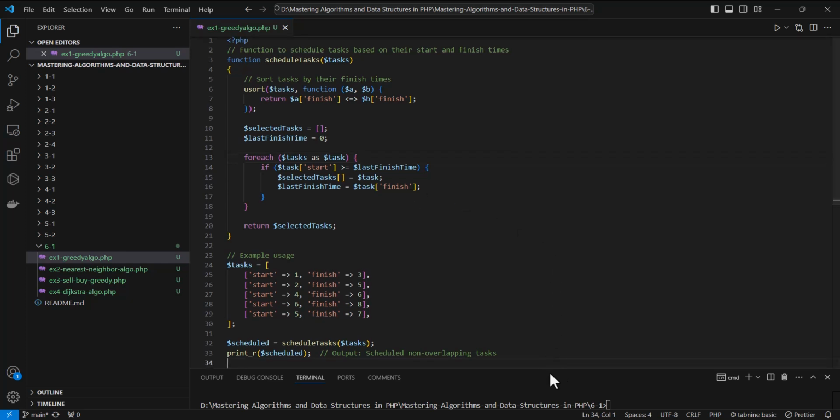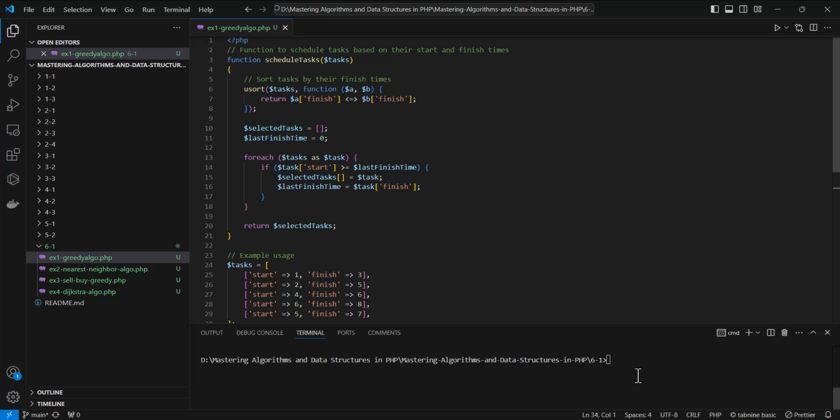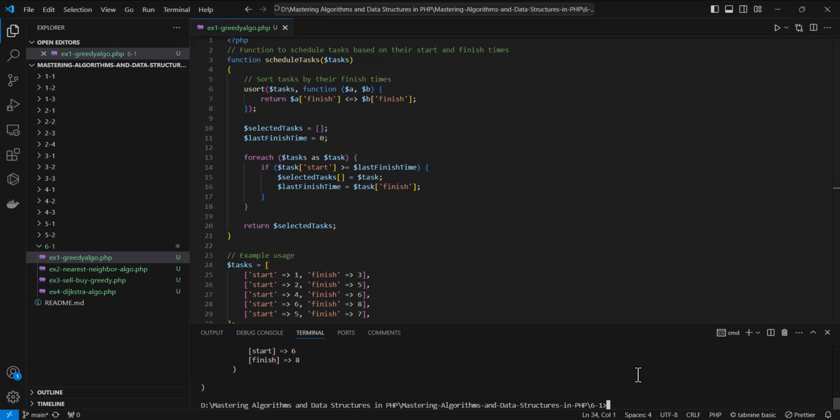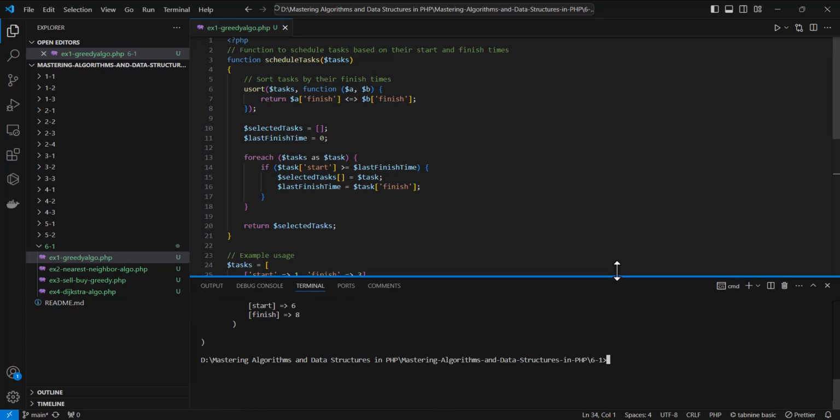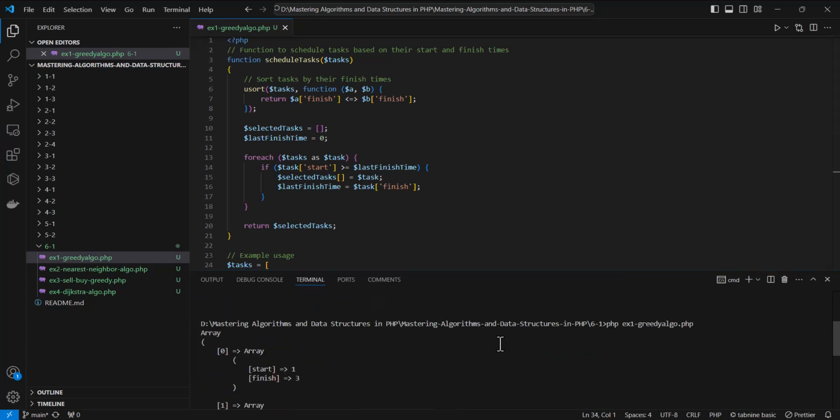In this example, we use a greedy approach to select tasks that finish the earliest. This way, we maximize the number of tasks that can be completed without overlap.